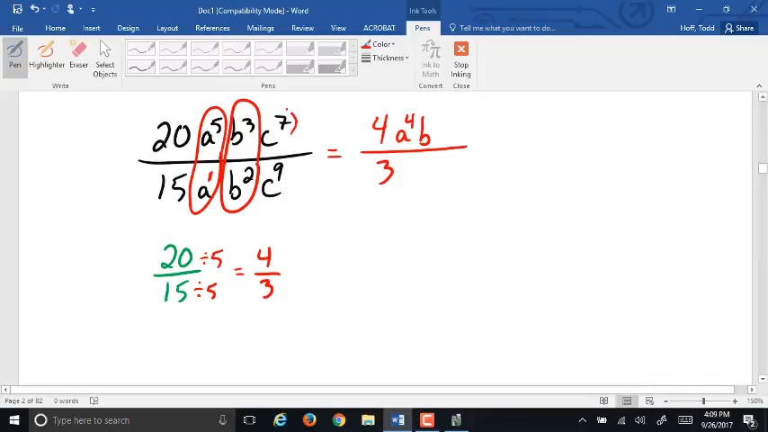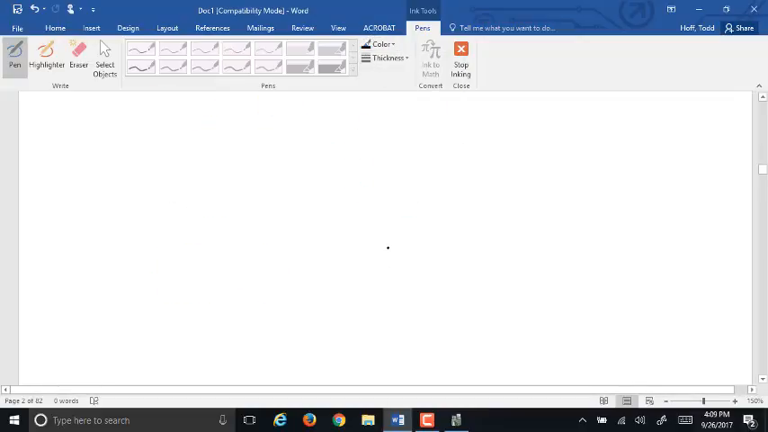C is going to go on bottom because 9 is bigger than 7. It'll be a power of, careful, 9 minus 7 is 2. You had it. It's okay.